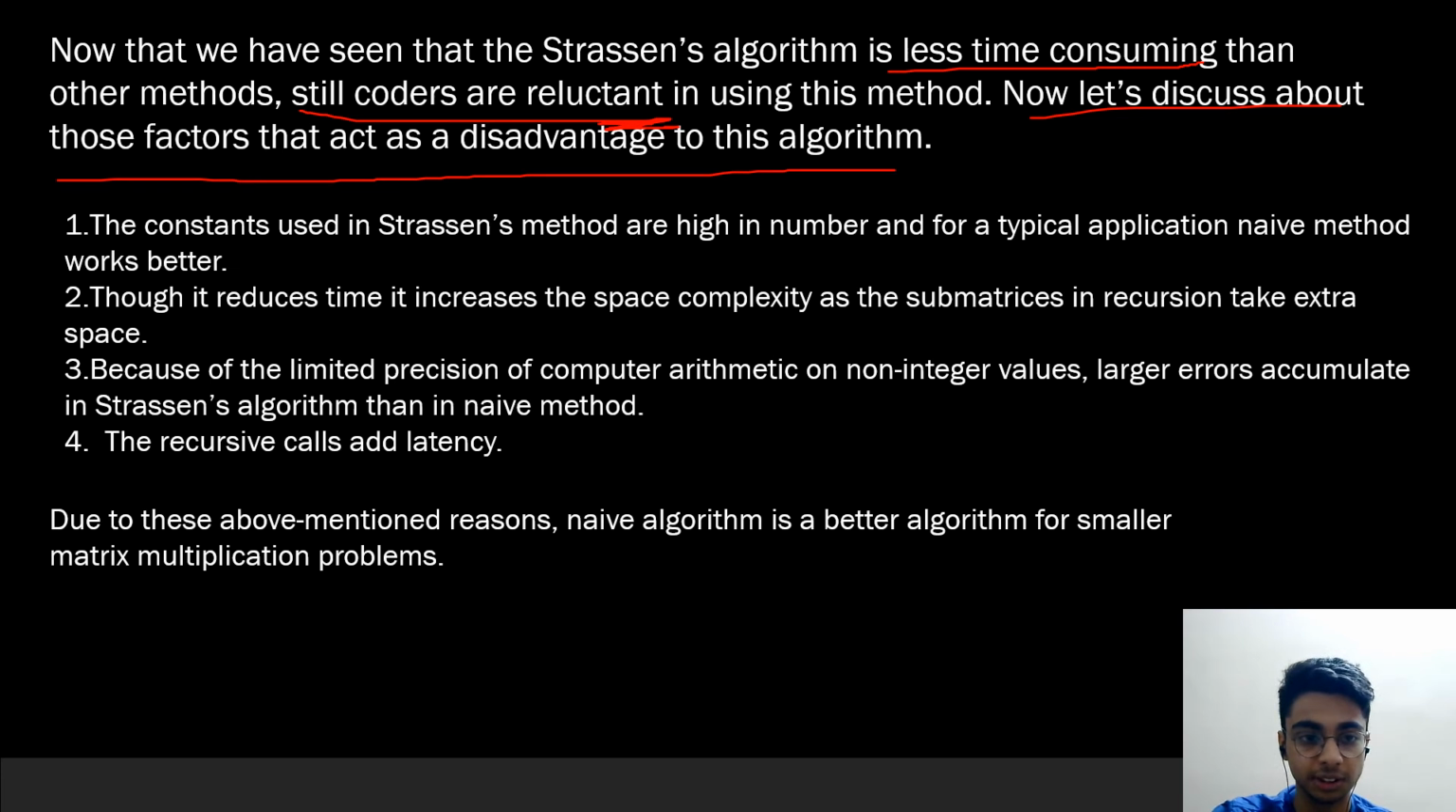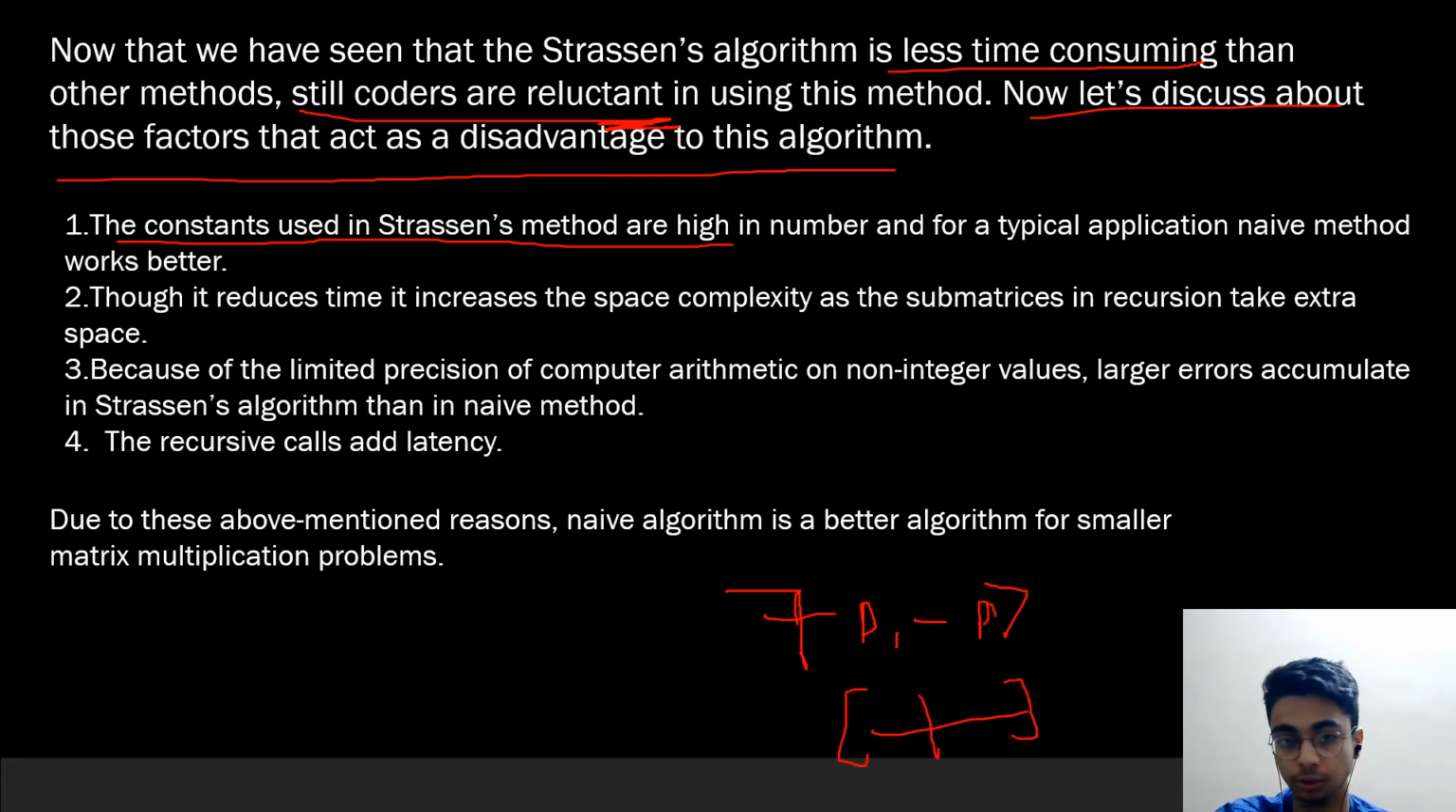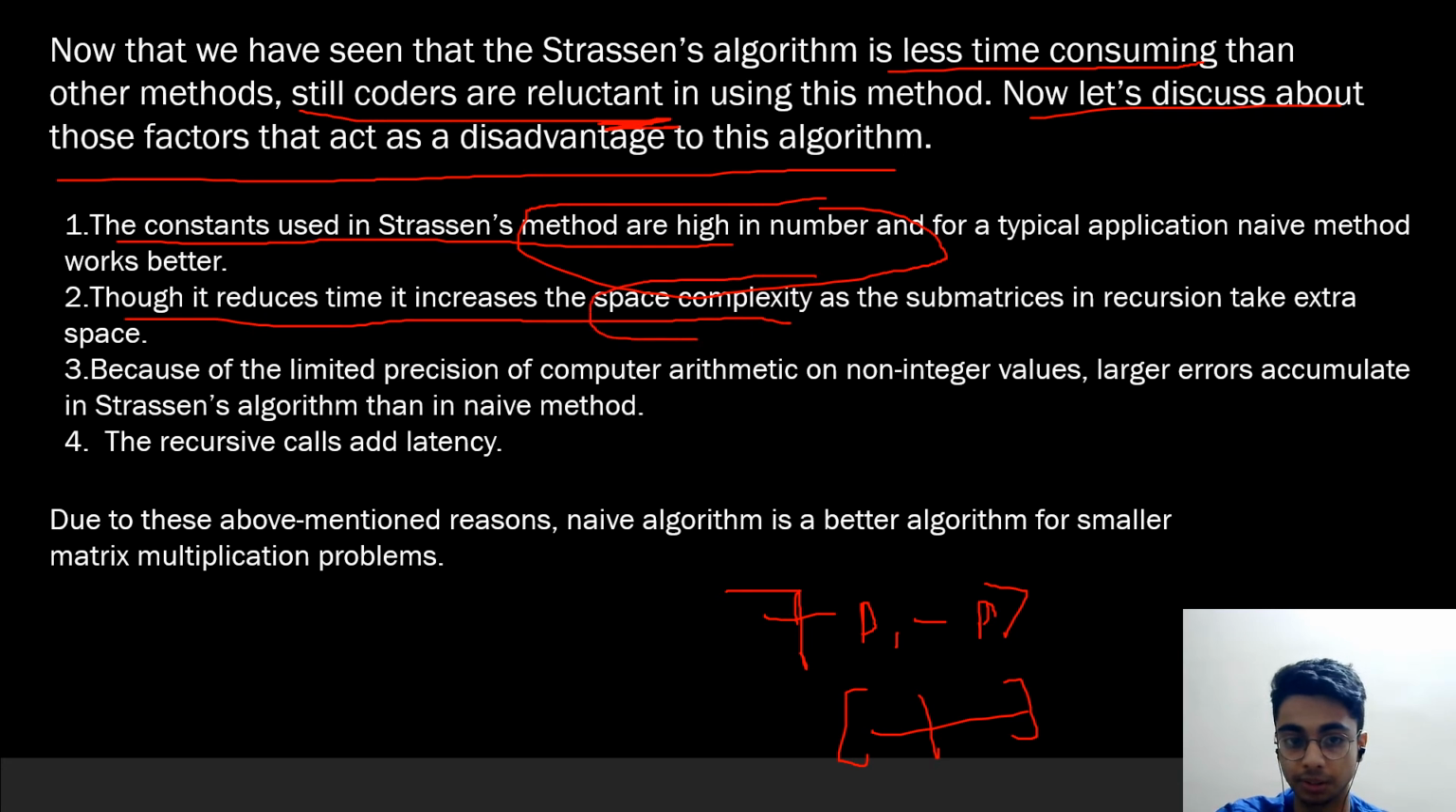So the first point is that the constants used in Strassen's method are high. As we saw earlier, we first had to formulate those 7 equations of P1 to P7, and after that we had those 4 quadrant formulas also. So the higher number of variables was a bit of a disadvantage. It reduces the time but increases the space complexity.